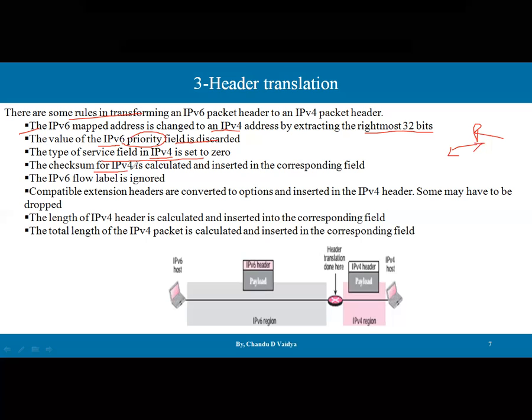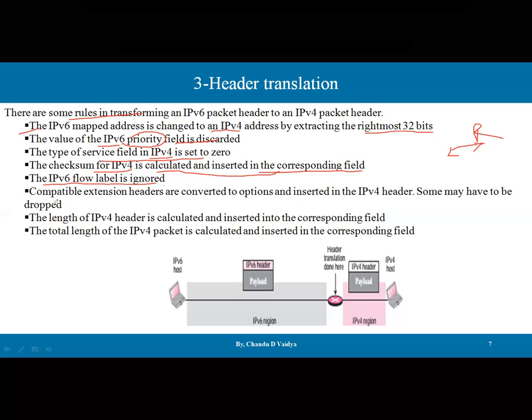Then the checksum of IP version 4 is calculated and inserted into the corresponding field, because if we are translating from 6 to 4 and 4 to 6, we are required to detect if any errors occur. Then the IP version 6 flow label is ignored, because there is no role of the flow label in this particular process. The flow label refers to the flow table, so forwarding is faster rather than consulting the routing table.